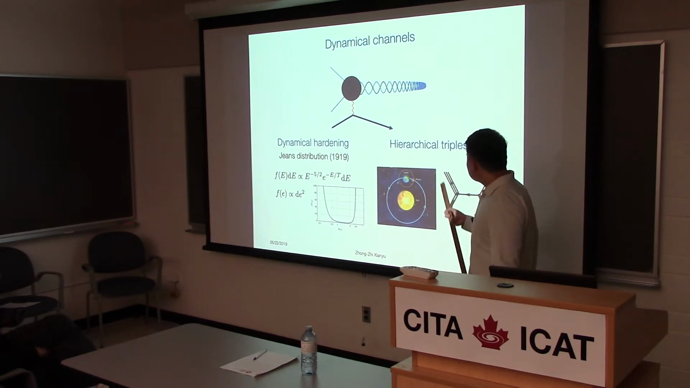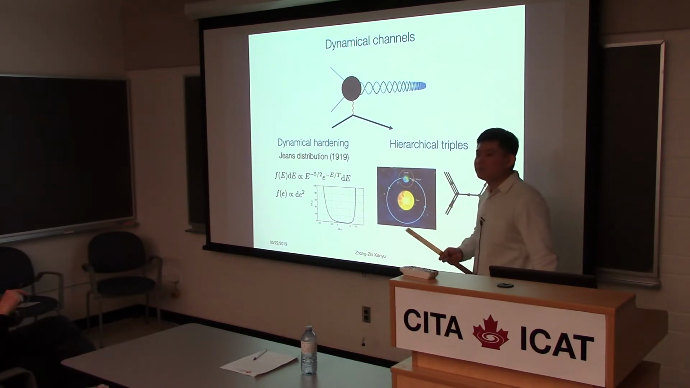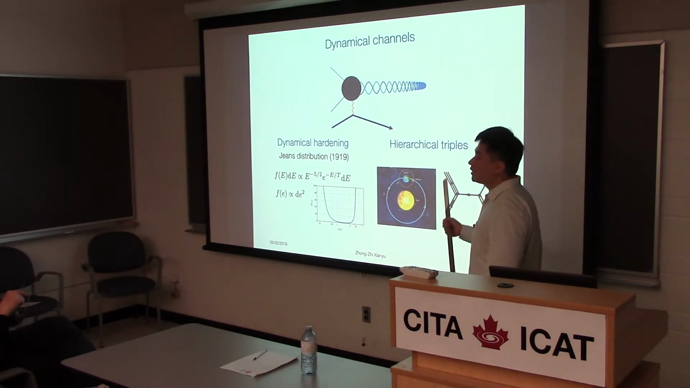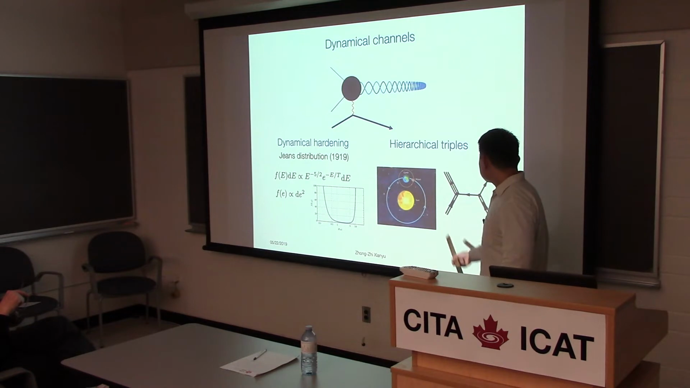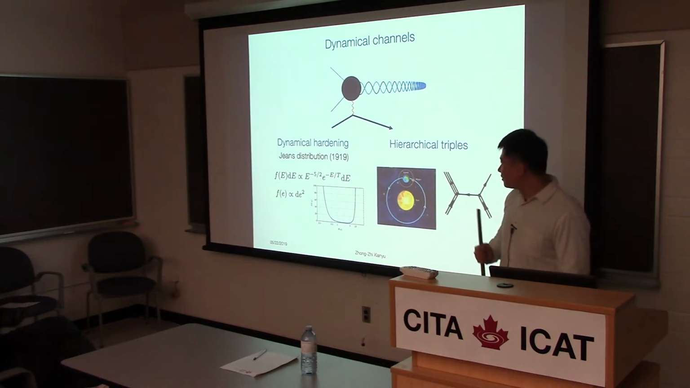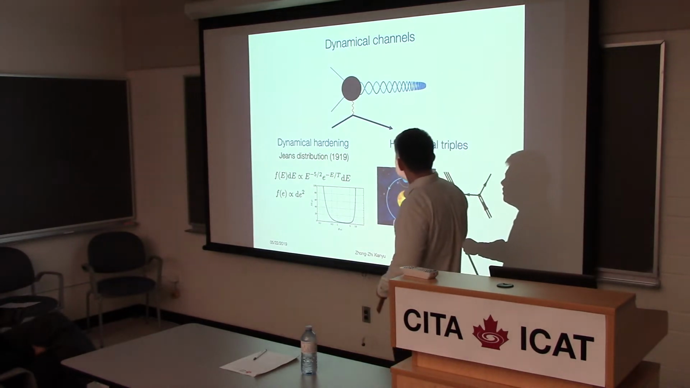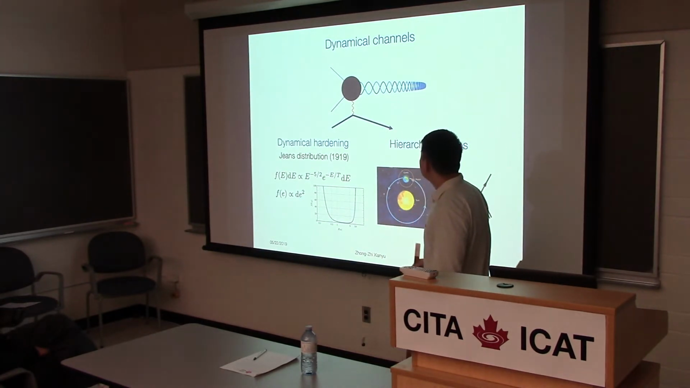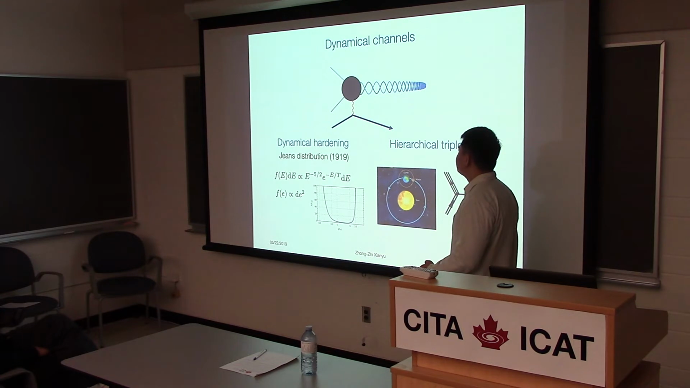And where can we find these hierarchical triples? Maybe in the field we have a lot of triples, and in dense environments we have binaries. And a binary scattered with a binary can also produce triples. So these are the two main channels people talk about when forming very compact binaries.